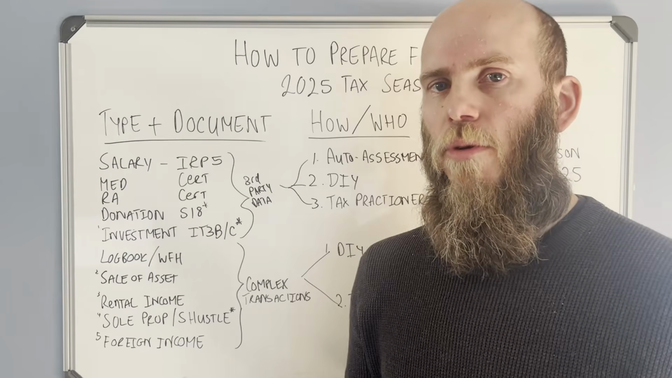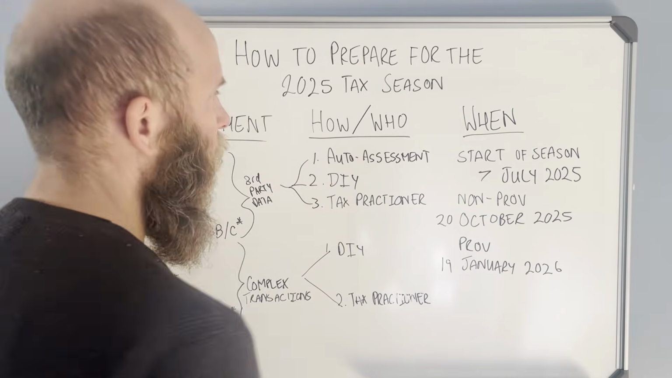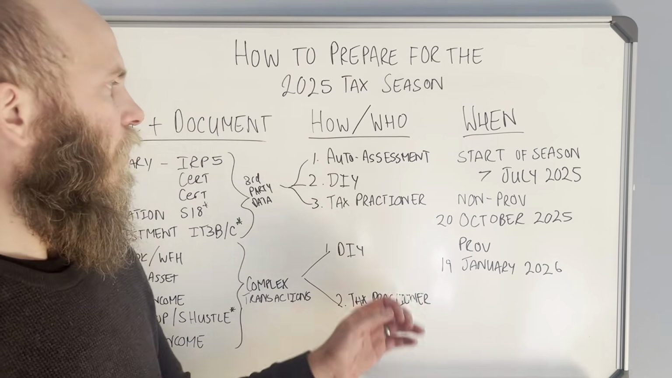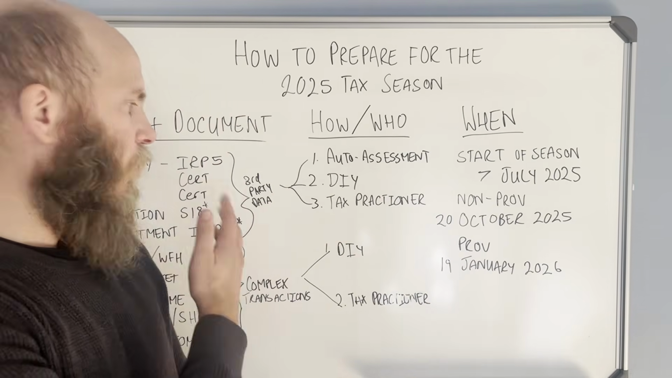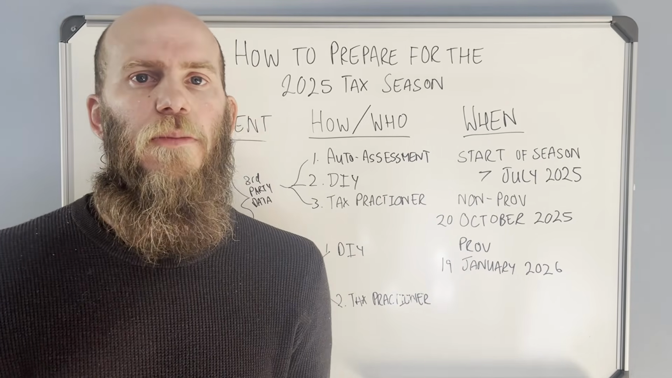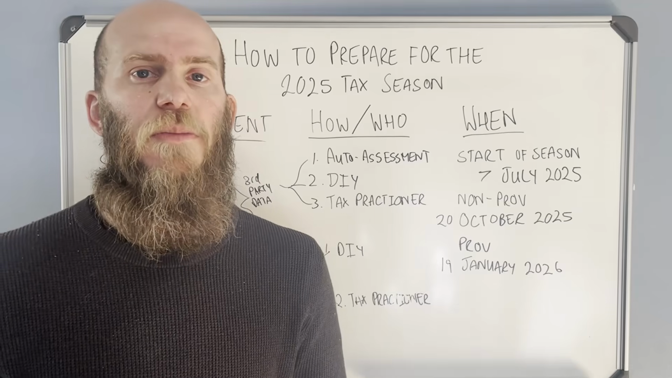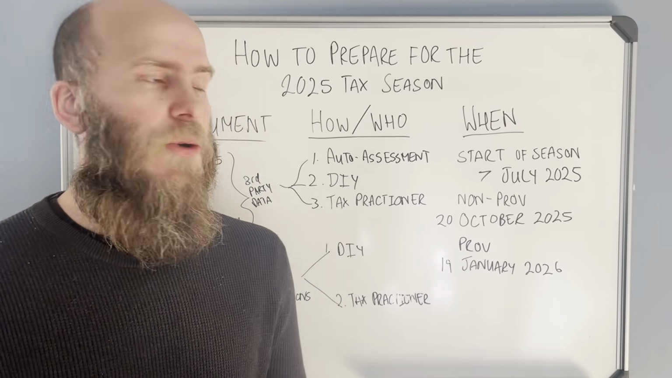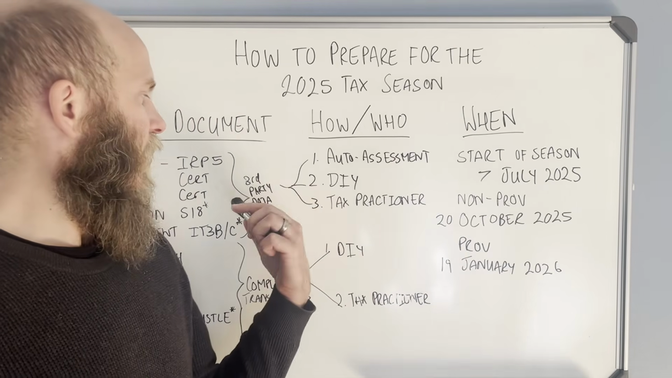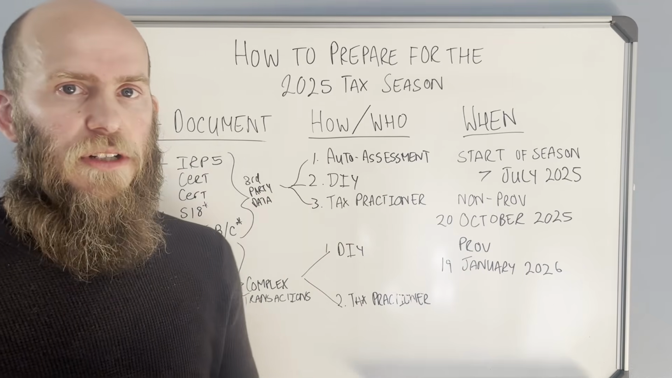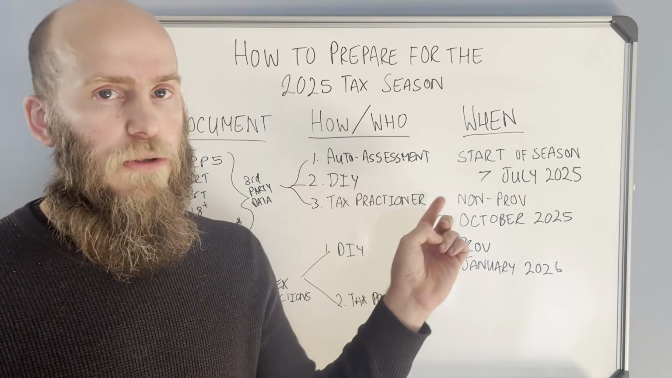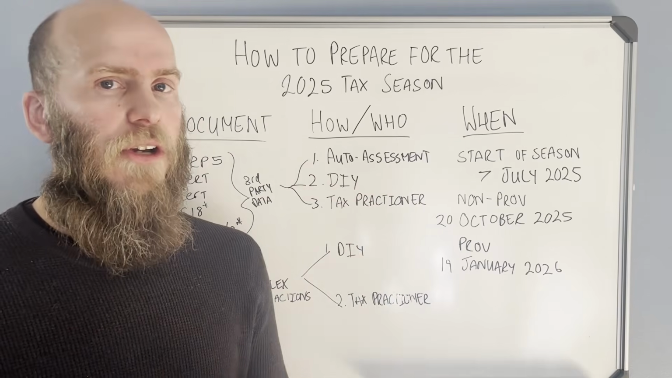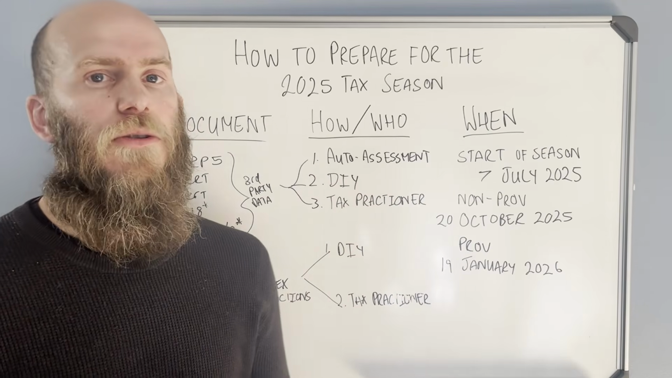Now, why is that important? It brings us to the middle section. Who and how the return is done will depend on whether the data is easily accessible or whether additional work must be done in order to do the 2025 tax return. Again, if you have the third-party data, IRP5, medical aid, RA, you will likely get auto-assessed. Okay? If you don't get auto-assessed, you can do your own return.